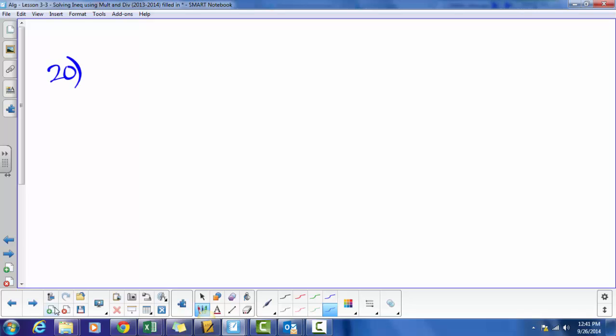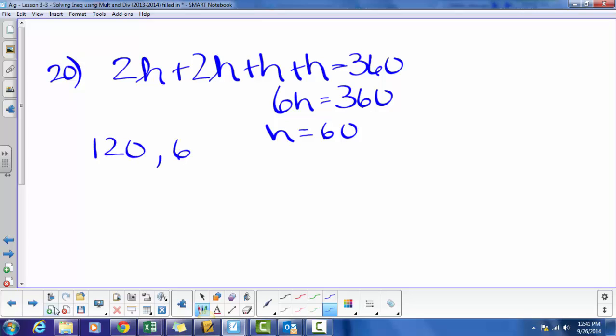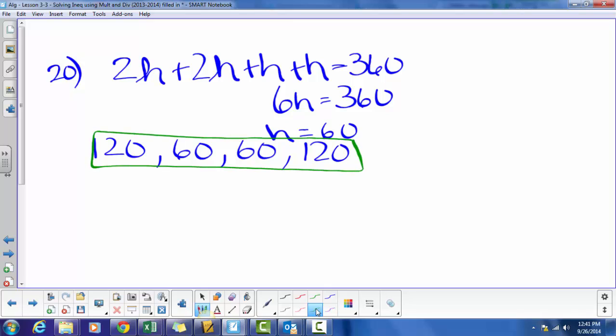Number 20. Quadrilateral again, so it has to add up to 360. So 2h plus 2h plus h plus h equals 360. 6h equals 360. So h equals 60. So the angle measures are 120 and 60, 60 and 120, because there are 4 angles in that shape. Okay.